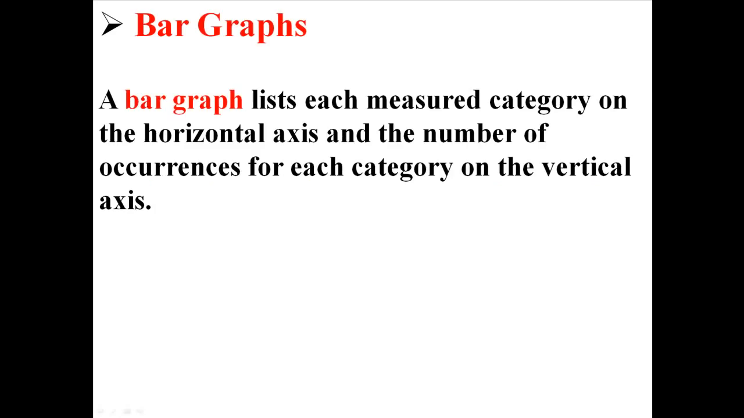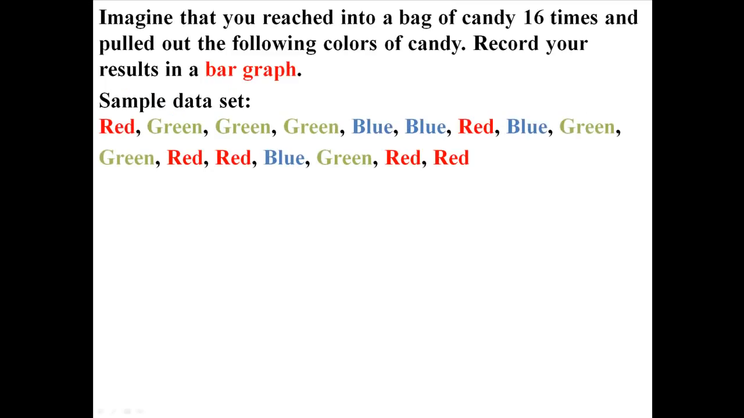There are two more ways of organizing qualitative data and displaying them, and these are bar graphs and pie charts. Now, a bar graph lists each measured category on the horizontal axis and the number of occurrences for each category on the vertical axis. So let me show you what that looks like.